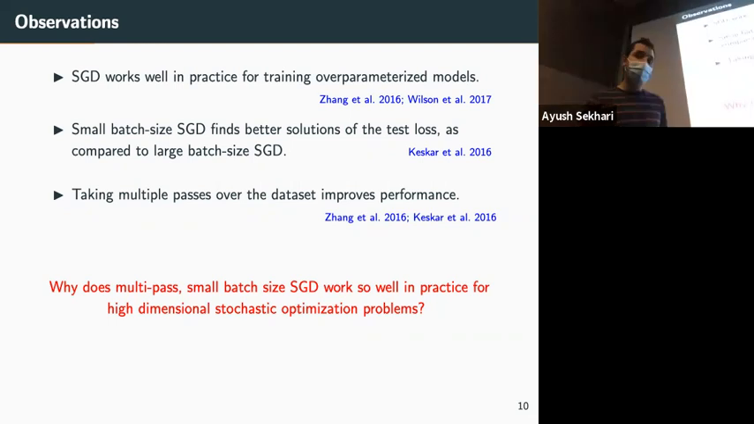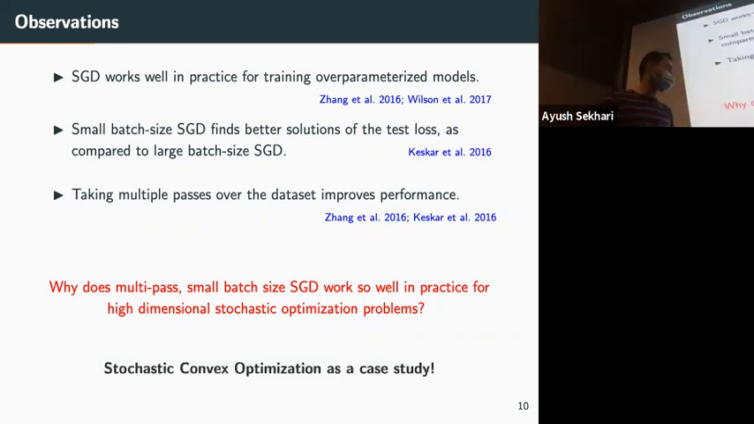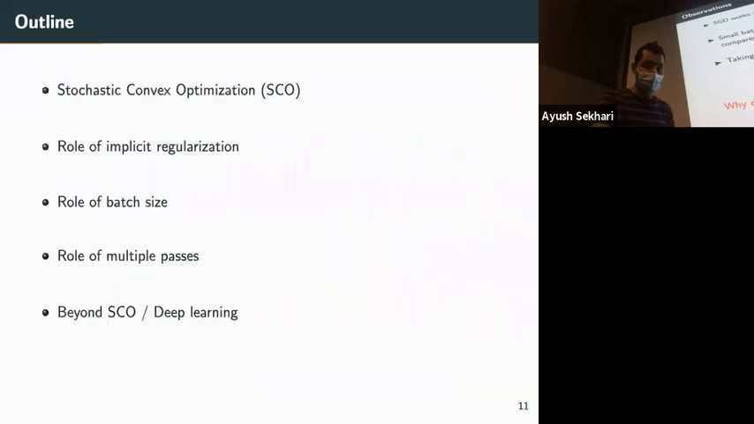So stochastic convex optimization is one of the most well-studied stochastic optimization problems. In this work, we start by looking at stochastic convex optimization as a case study. I'll first introduce what the stochastic convex optimization setup is, and then discuss various aspects of SGD for SCO problems, and then conclude by discussing beyond SCO, the deep learning setting.